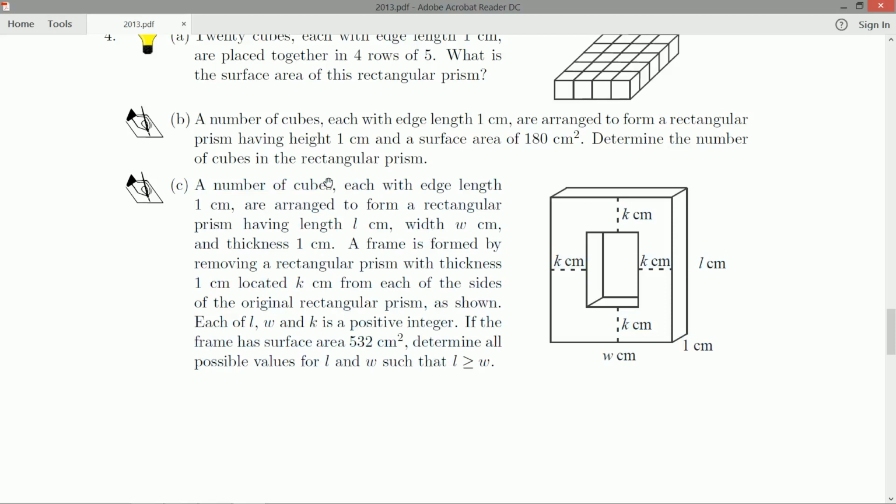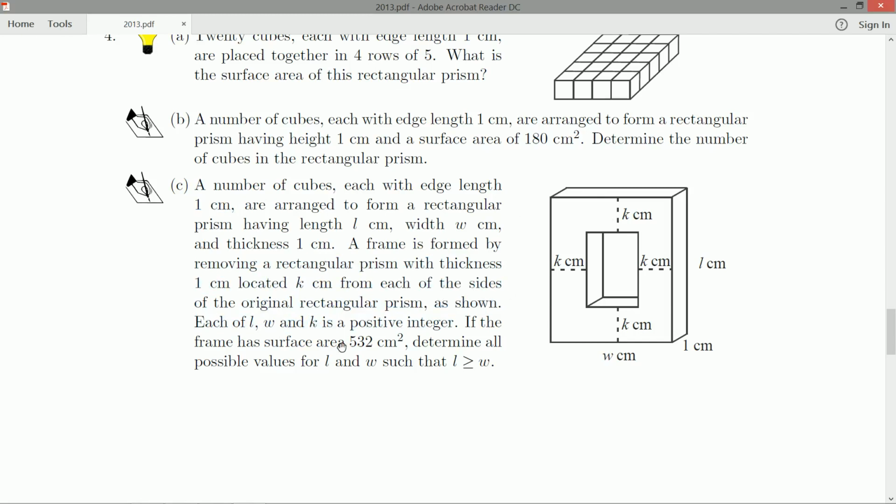A number of cubes, each with edge length 1 centimeter, are arranged to form a rectangular prism having length L and width W and thickness 1 centimeter. Just like the last couple. I wonder if surface area will be involved. I'm betting we take a chunk out just based on the picture. A frame is formed by removing a rectangular prism with thickness 1 located k centimeters from each of the sides of the original rectangular prism as shown. Each of L, W, and K is a positive integer. Gee, I would hope K. Actually, they all have to be positive integers, otherwise how would you do it with these cubes?